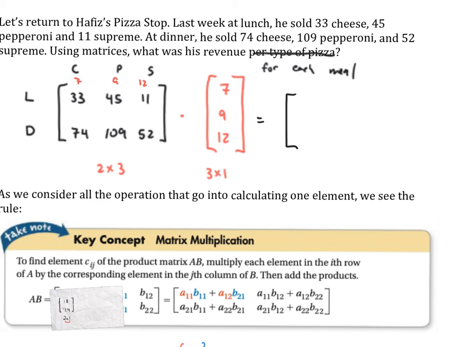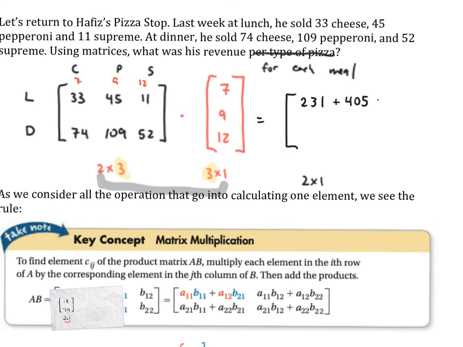Again, this works. Why? Because this 3 right here and this 3 match. So my end result is going to be a 2 by 1. So let's do each of these products real quick here. This one is 7 times 33, and we get 231. Then a 9 times 45, and that gives me a 405.